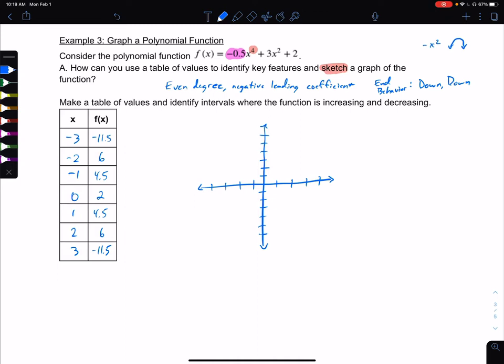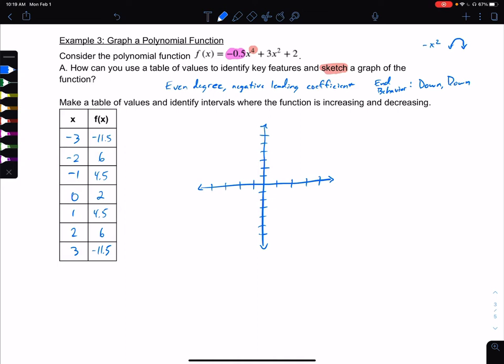So make a table of values and identify the intervals where the function is increasing or decreasing. I've already written out those for myself. You would use a graphing calculator. You could use an online program like Desmos and then kind of click at certain points along the graph. But finding the table in a graphing calculator is probably your best option. So make a table of values, we did that, and identify the intervals where the function is increasing or decreasing.